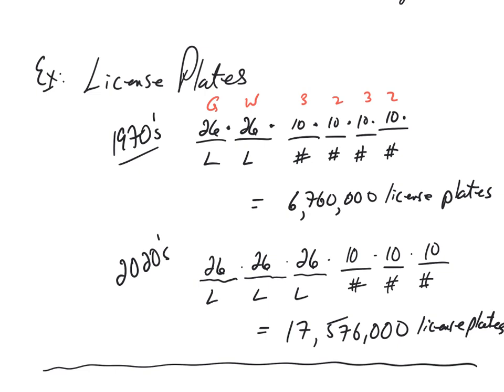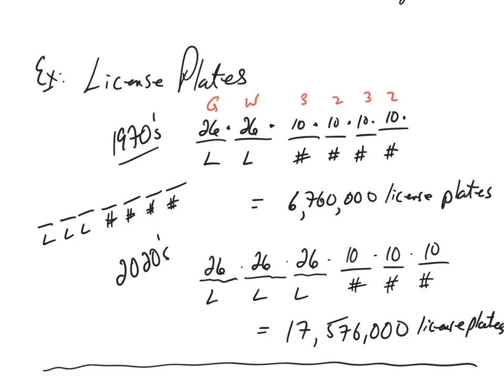I believe right now Michigan, if I remember this correctly, you guys could double check me, now has 3 letters followed by 4 numbers. In a license plate situation like that, they would actually have 175,760,000 possible license plates they could create.